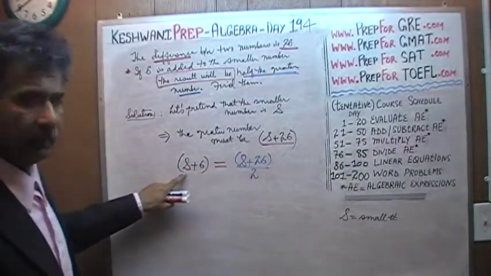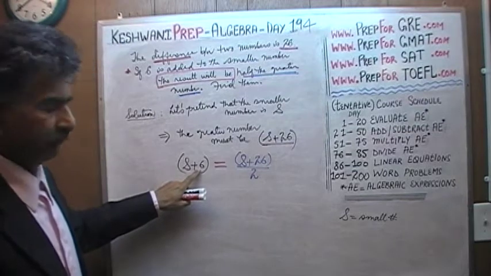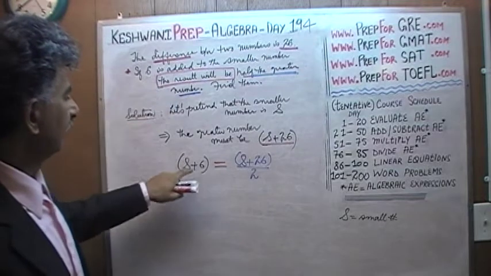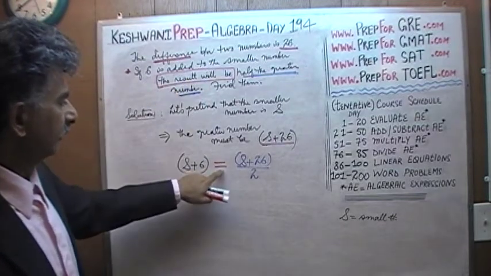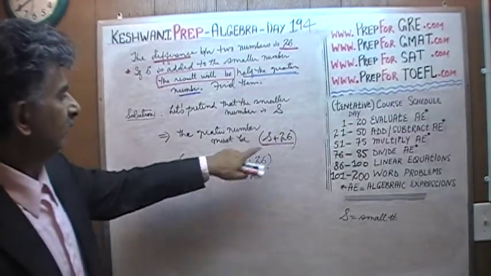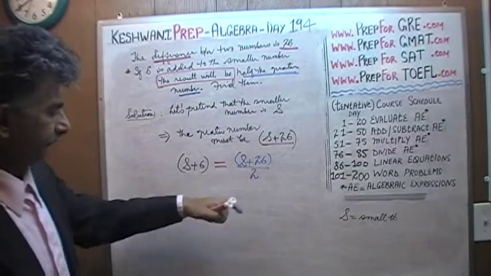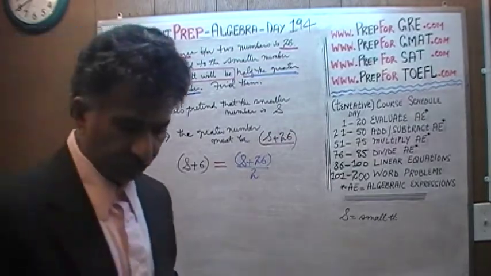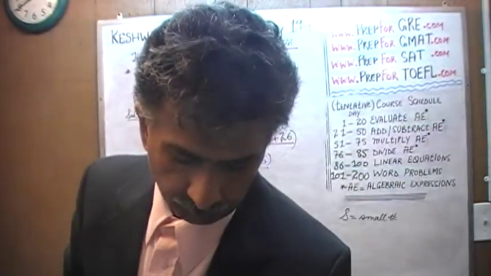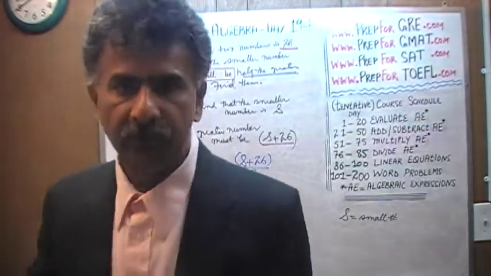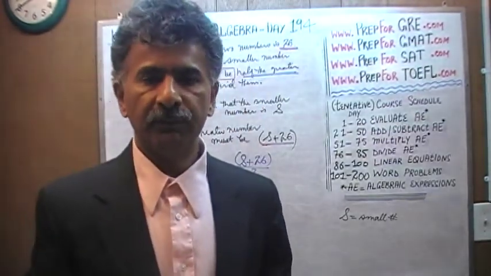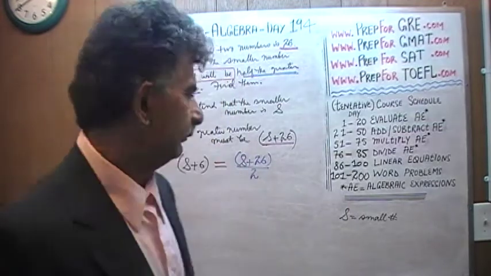If we were to take our small number and add 6 to it, the result will be the greater number, which is S plus 26, times half, or half of the greater number if you like. That's it. That's all. As I always told you, the most important ingredient, the most fundamental element of solving an algebra problem is making sure that you have the right equation to work with. As long as you have the right equation, the rest is downhill.